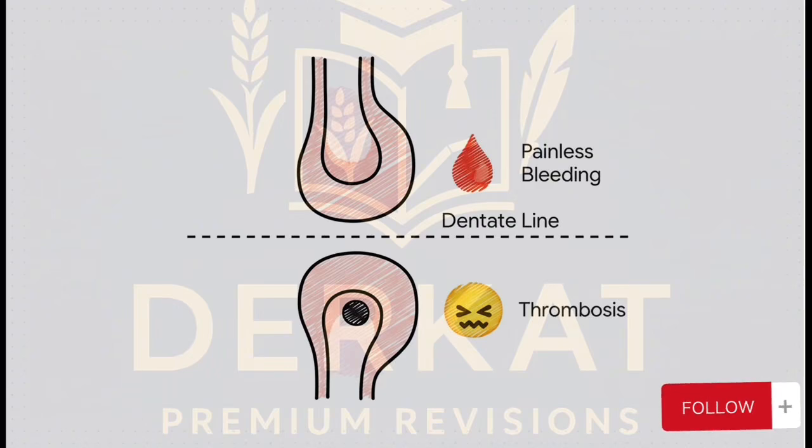Anything above that line, you've got internal hemorrhoids. Now that area has visceral innervation, which is just a fancy way of saying it can't feel sharp pain. And that's why they usually show up with painless bright red bleeding. But below the line, that's external hemorrhoid territory. It's covered by skin with tons of nerves that feel everything. That's why they hurt, especially if a clot forms inside, which we call a thrombosis. So remember this. Painless bleeding points to internal. Painful swelling points to external.